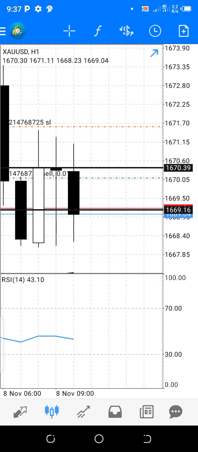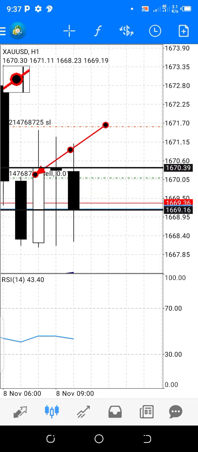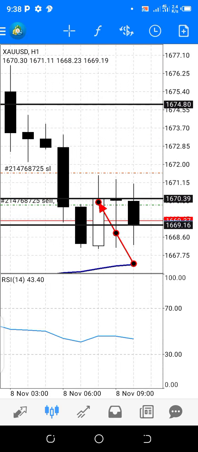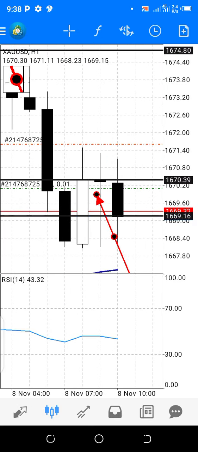This candle is a rejection candle. So it's rejecting it. So it has rejected this move. Look at this move. This move was going up before, but eventually when this candle came, it rejected this move.